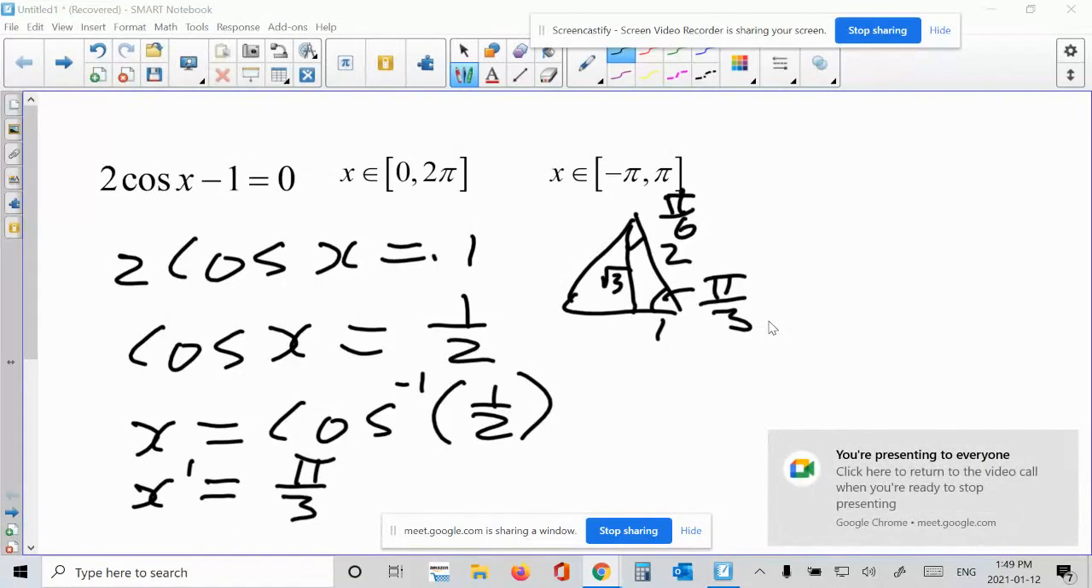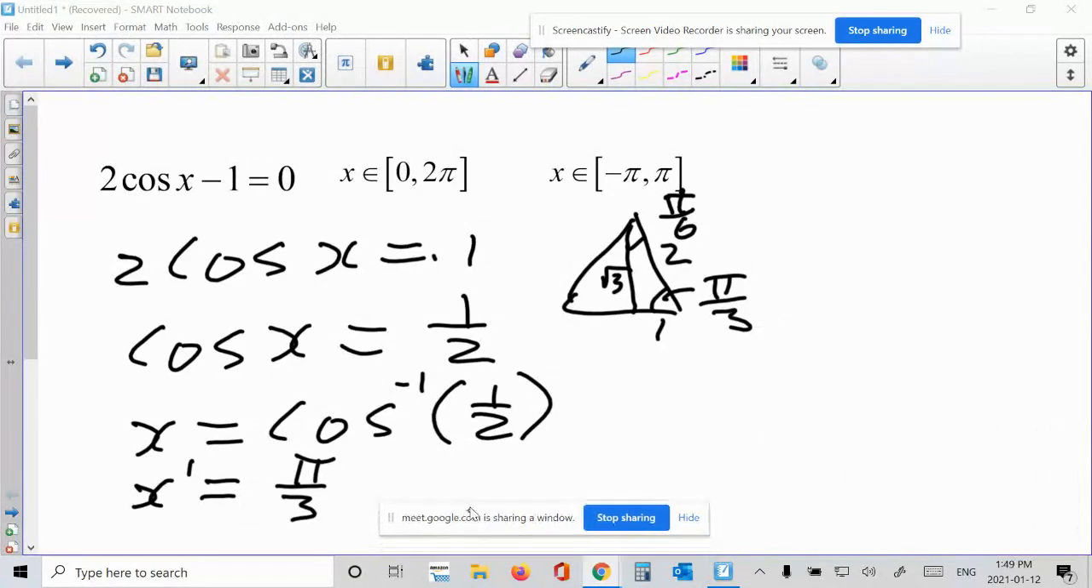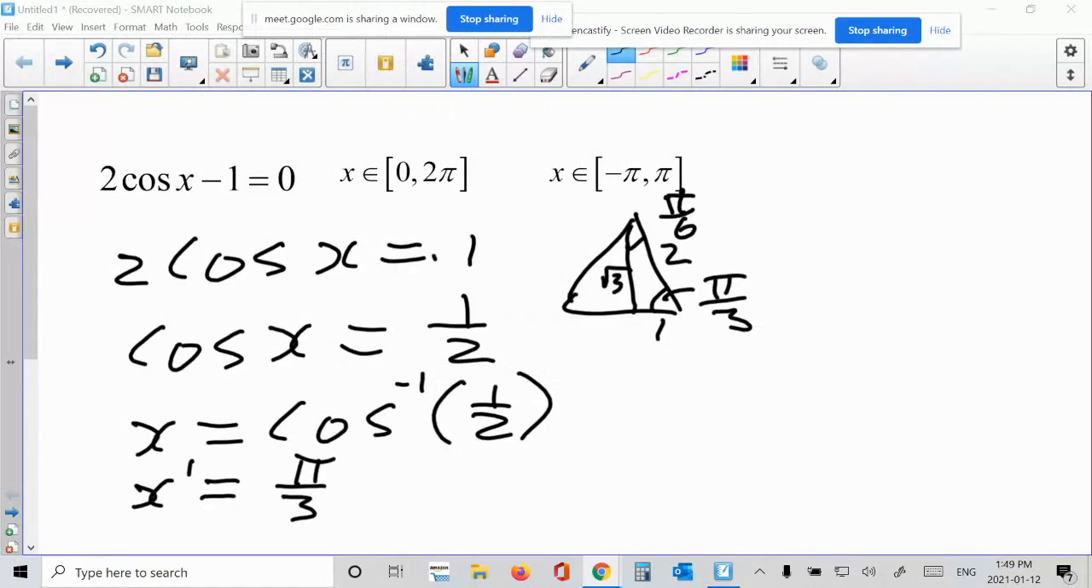Where we are now, let me go back and try to answer the question that I got from Quinn a few minutes ago. What does this pi over 3 actually mean? Well, it means it's the thing that you get from your calculator when you hit the cosine to the minus 1 and hit a half, okay? Now, here's the way I like to teach this. That is not my answer yet.